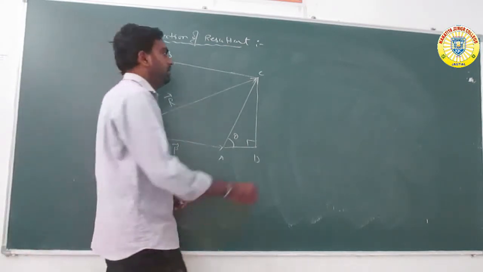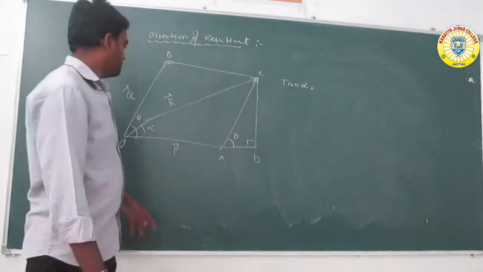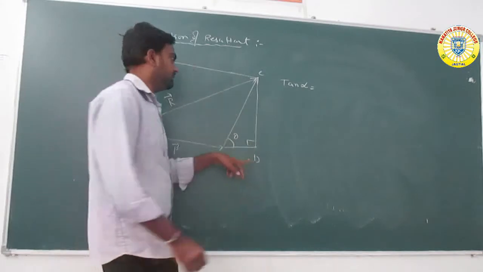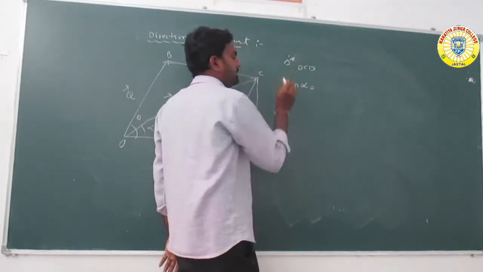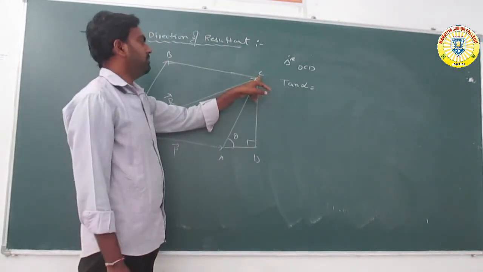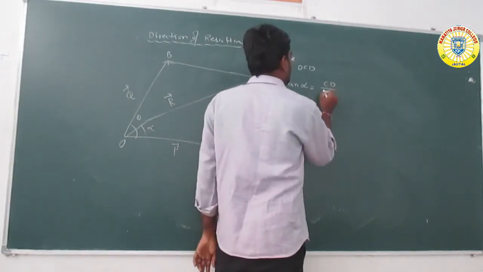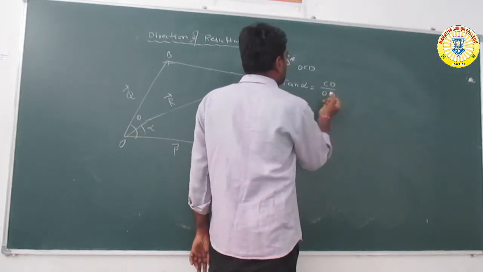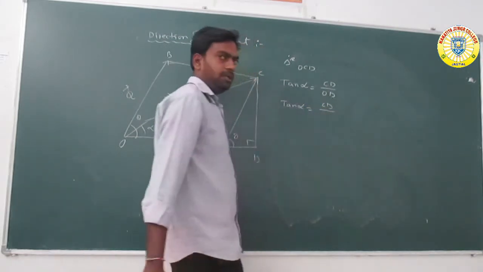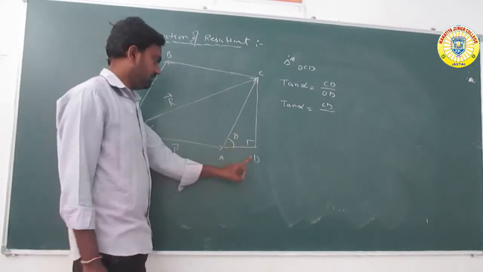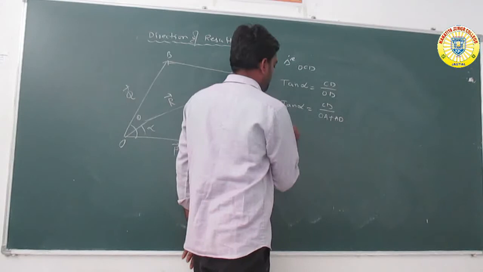That is, tan alpha is equal to... Okay, so the triangle is taken. OCD is the triangle. Tan alpha is equal to the opposite side by the adjacent side, CD by OD. OD means OA plus AD.